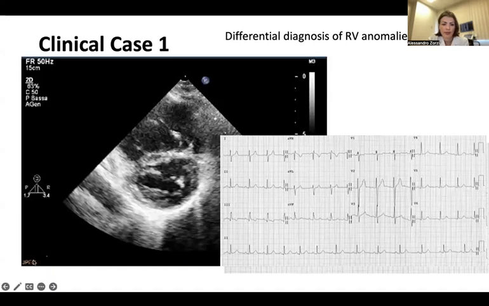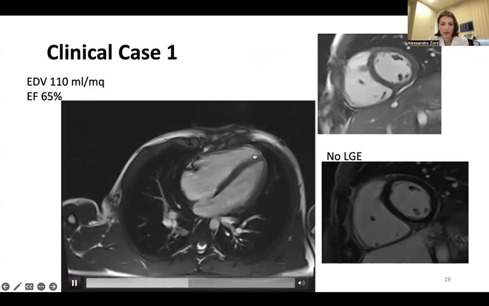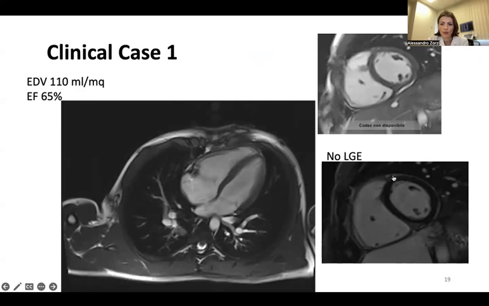This is the echo image. So you can see it's a parasternal short axis view, basal. So a big right ventricle and flattening of the interventricular septum. And this is the ECG. And then you can see the CMR picture. So the ventricle is dilated, but it's contracting properly. And we did find no LGE, so no gadolinium, no contrast, no fibrosis.